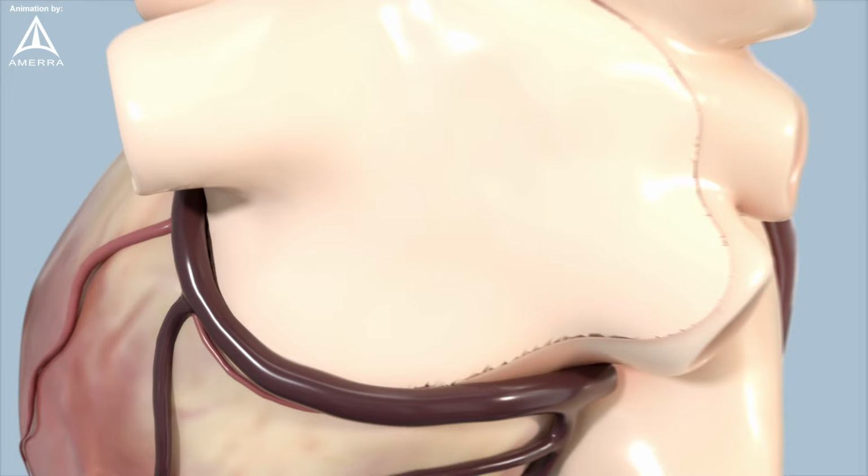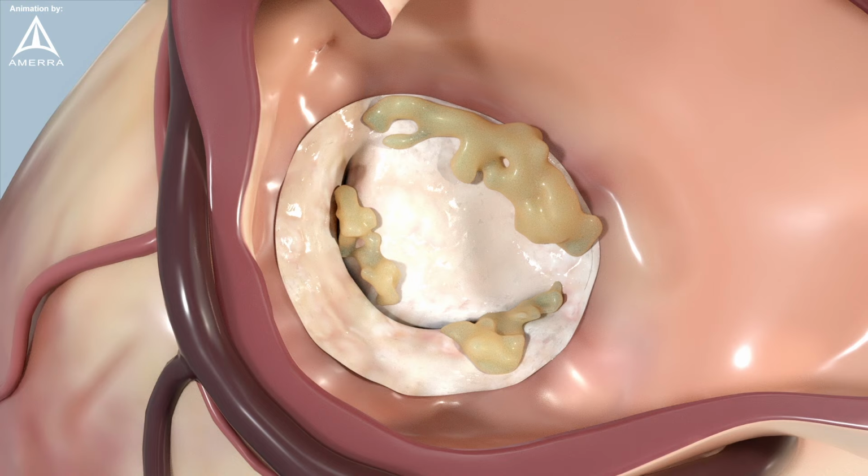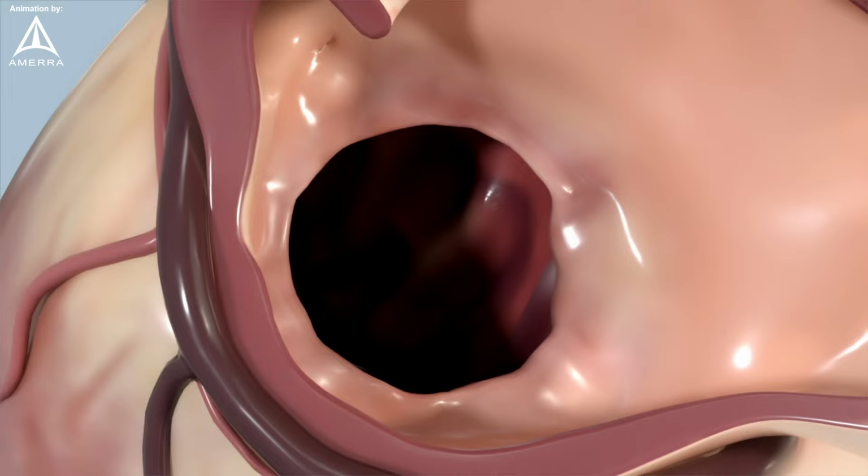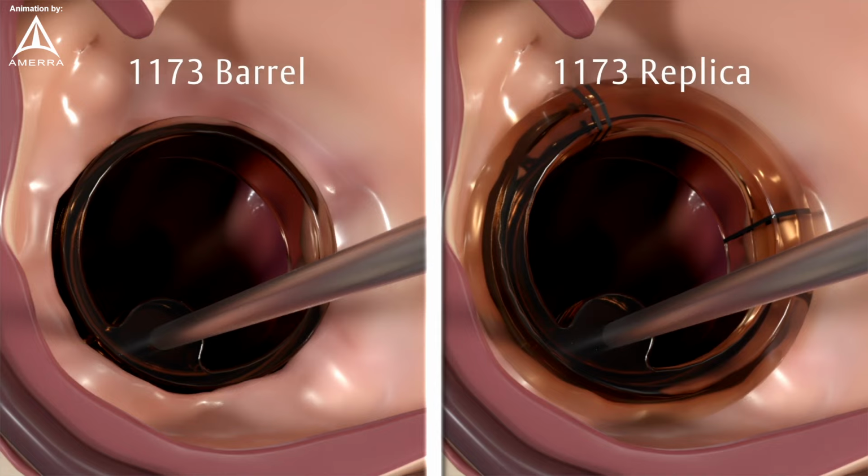First, prepare the diseased valve for replacement with the Mitral Resilia mitral valve. Size the valve and measure the annulus using only the mitral sizers, models 1173B barrel or 1173R replica. For more information on sizing, please see the IFU.